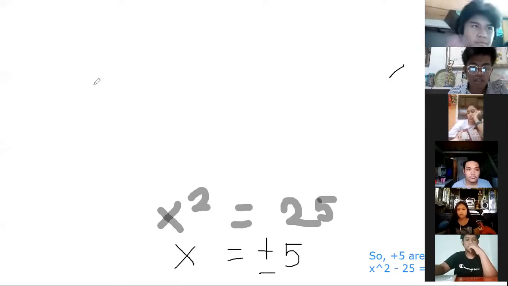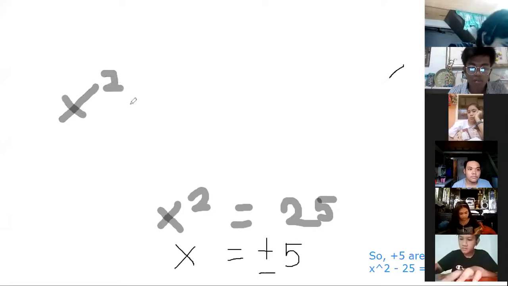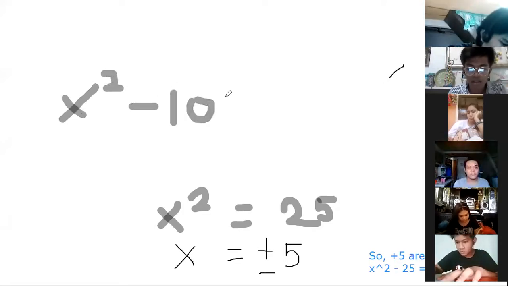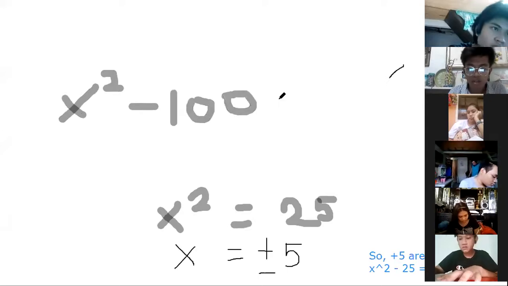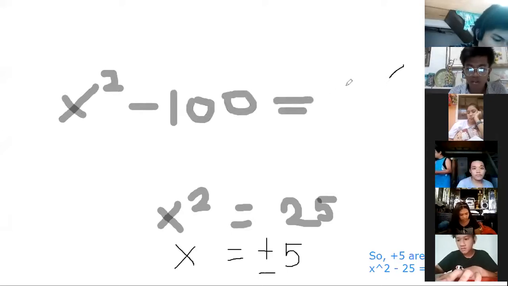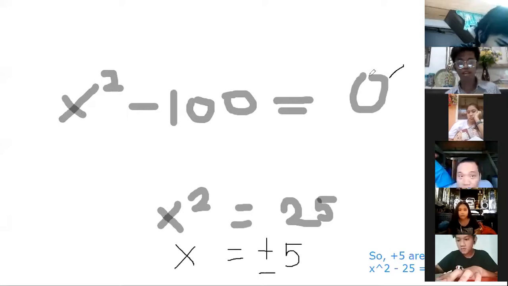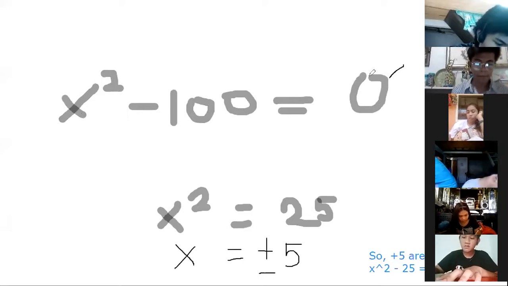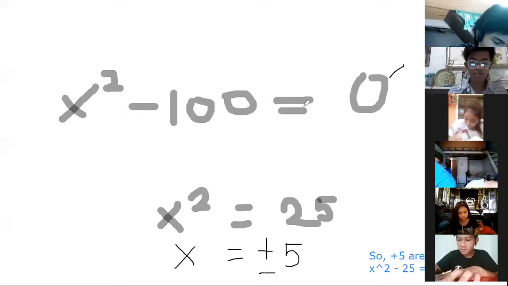The given is x squared minus 100 is equal to 0. Okay. Pakisagutan po. Sundan yung step natin.